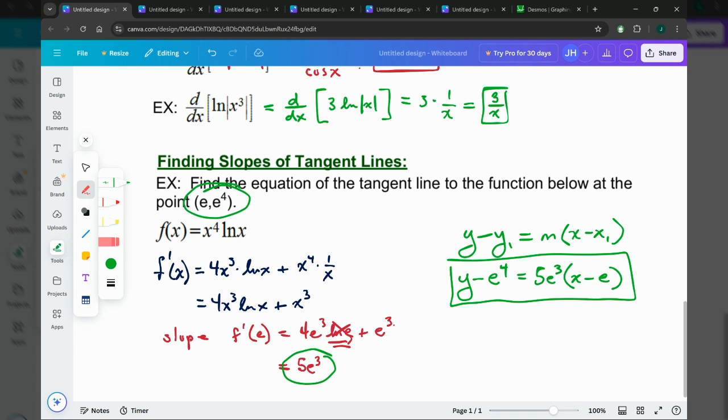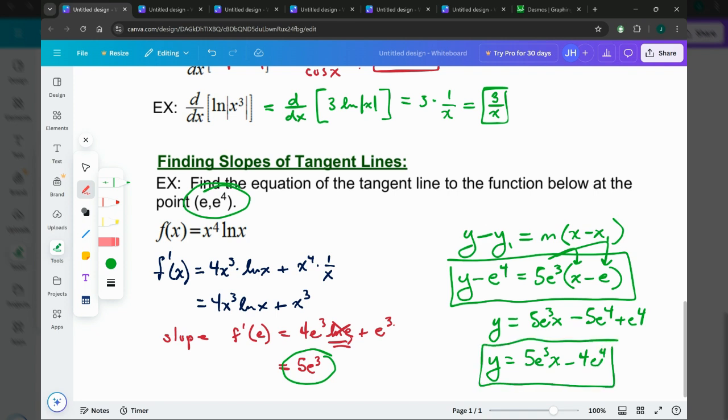If you really have to solve for y, this would give me 5e cubed times x. This would be 5e to the fourth minus 5e to the fourth. And then I'd have to add the e to the fourth from the other side. So if I want to put this in slope-intercept form, it would be 5e cubed x minus 4e to the fourth. So that would be my slope-intercept form.